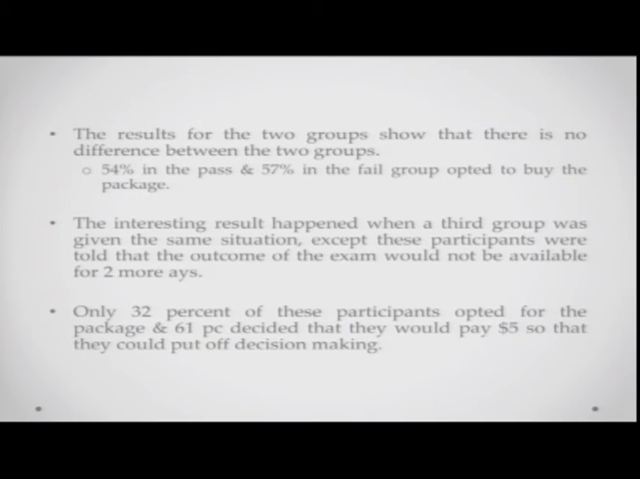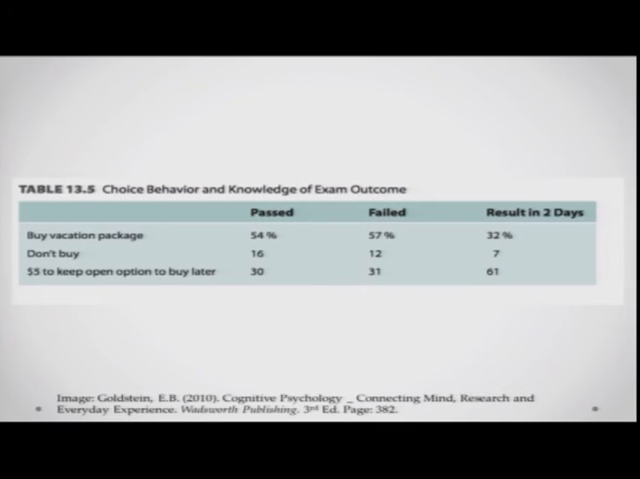The results for these two groups showed that there is no difference between them. 54% in the pass group and 57% in the fail group opted to buy the package. Now, the interesting result happened when a third group was given the situation, except these participants were told that the outcome of the exam would not be available for 2 more days. So, what happens here? Only 32% of the participants opted for the package and 61% decided that they would pay $5 so that they could put off the decision. They are linking the decision to whether they will pass or not.